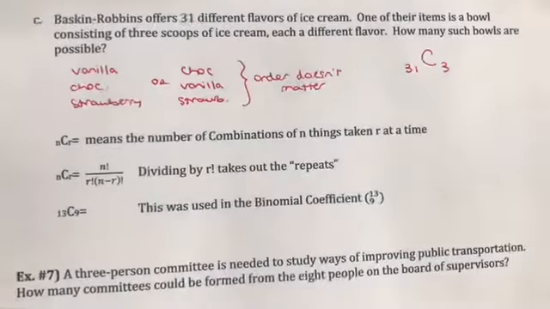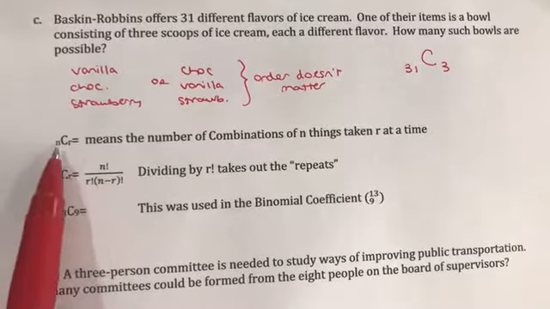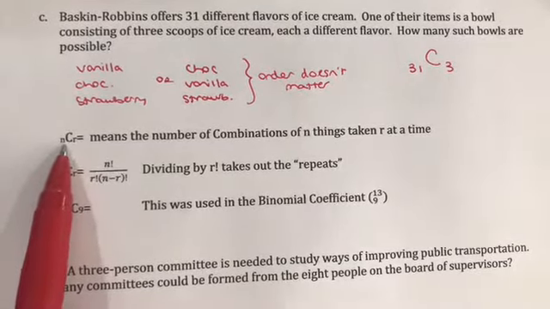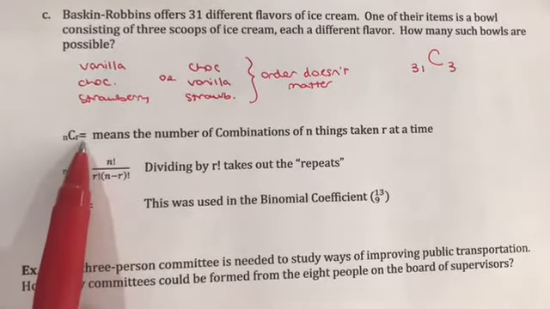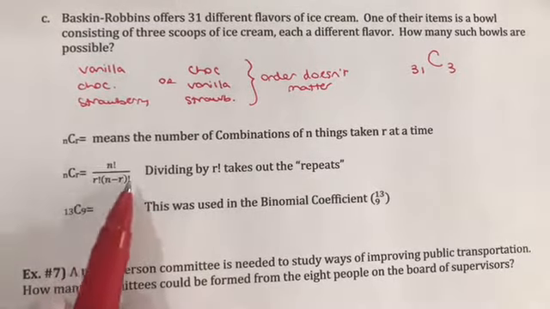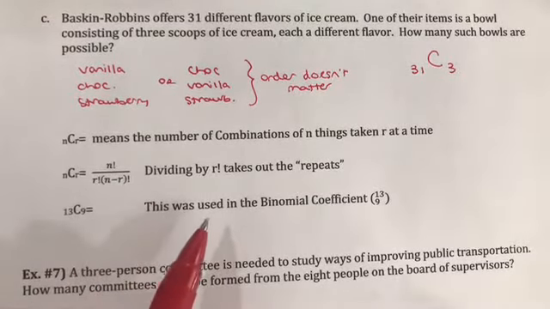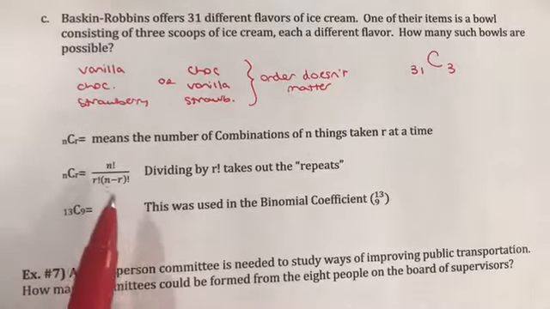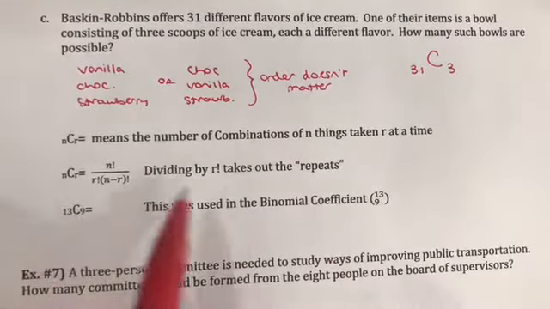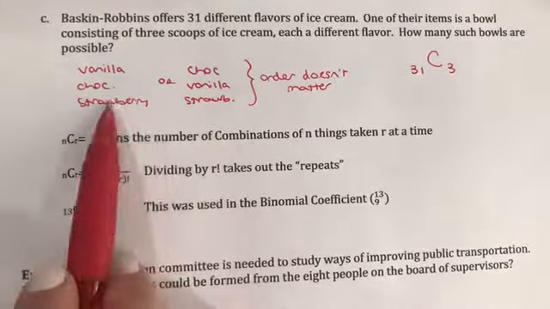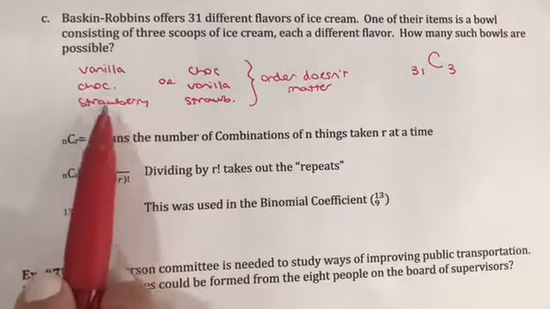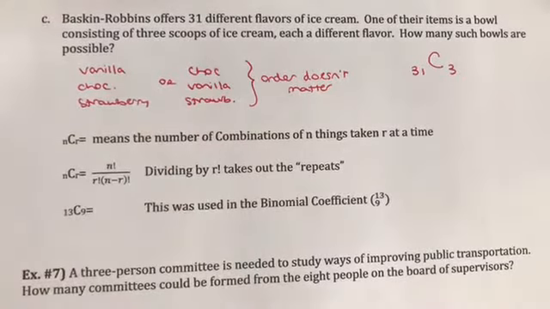So our notation here, and we've already kind of talked about it, is that we've got the number of options taken R at a time. So R is how many we're choosing. Here's our formula, which we're not really going to be using. Those of you guys in Algebra 3, you might notice this is the same formula we saw in a previous section for the binomial coefficient. So basically it takes out the repeats. It's basically taking out the fact that these are the same combination, right? It's the same bowl of ice cream, okay?